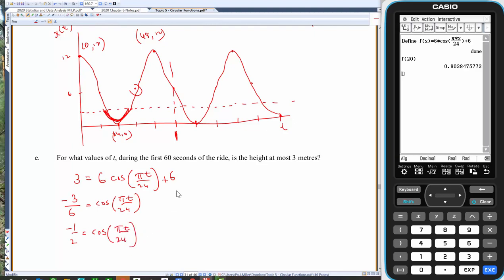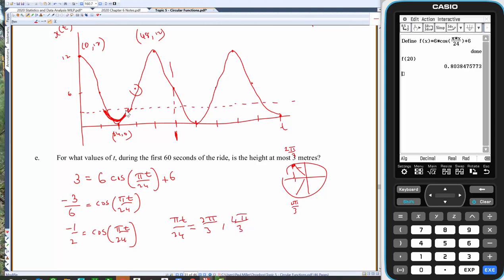All right, so what we can do is think about this as a base angle and a unit circle. So cosine is a half at, when is it? It is pi on 3, and we want negative a half. So it's going to be there at 2 pi on 3, and over here, which is 4 pi on 3. So we're going to say pi t over 24 equals 2 pi on 3 and 4 pi on 3.